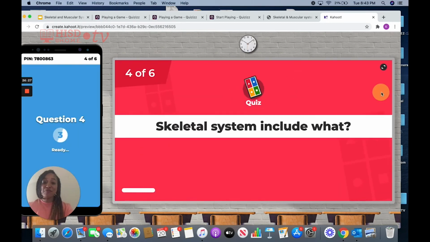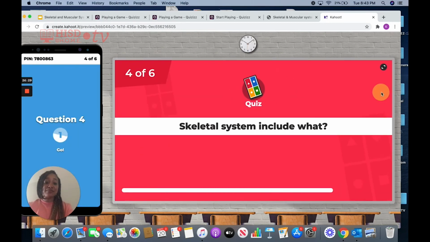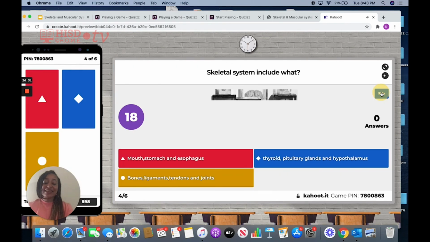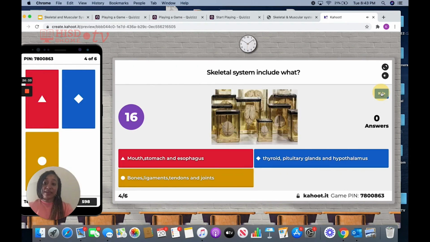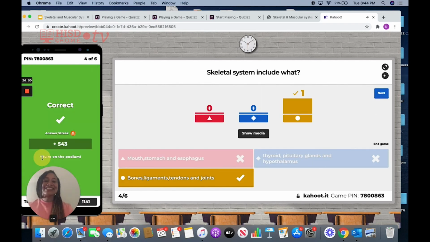Number 4, the skeletal system includes what? Does it include the mouth, the stomach, and the esophagus? Or does it include the bones, ligaments, tendons, and joints? Or the hypothalamus, the thyroid? Oh, bones. Okay, let me click it. Yes, you're right. The skeletal system includes our bones. Very good. We're on a streak.